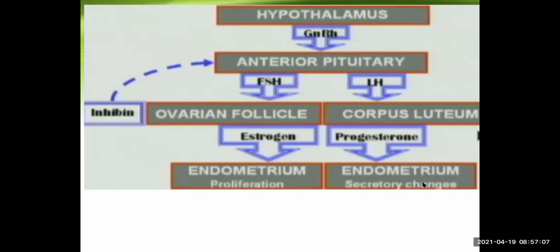This ovarian follicle also releases inhibin. This is another hormone which is especially responsible for negative feedback on the anterior pituitary gland. At the same time, this estrogen and progesterone both also give negative feedback to the anterior pituitary. So this is how the control of the hormone occurs.